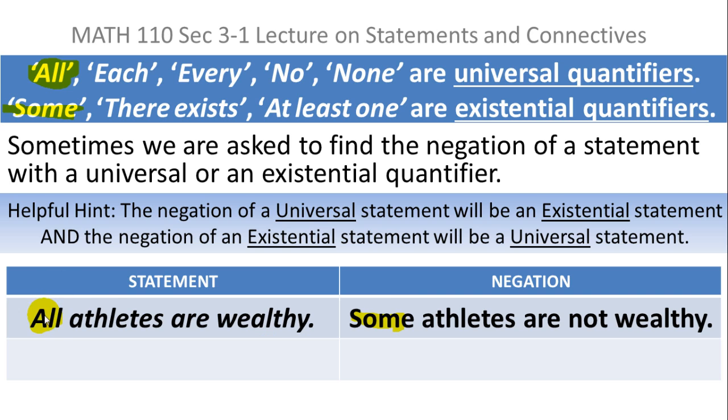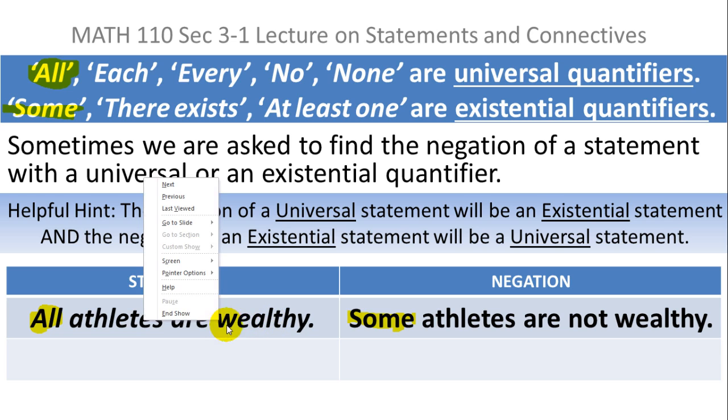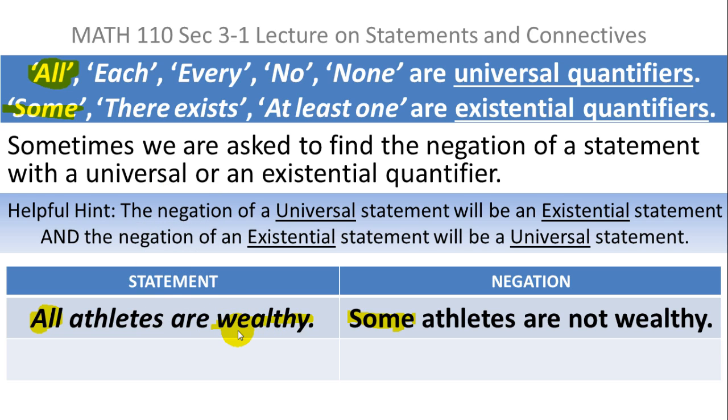So I decided that it should have a some because it had to be something from this second category down here, and then I decided that if they're saying all athletes are wealthy, I've got to come up with some, or at least one, athlete who is not wealthy. So that's kind of the game you're playing here. The all gets changed to something from the second row in the existential quantifiers, and the fact that I want to negate that statement, I know I need to find some non-wealthy athletes, and that's where I come up with the second part.